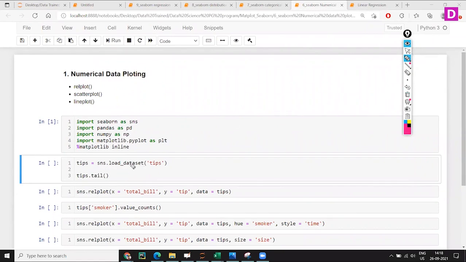So what we are going to do is load the tips data set. The same method, I'm going to use sns.load_dataset, and I'm going to use the tips data set.